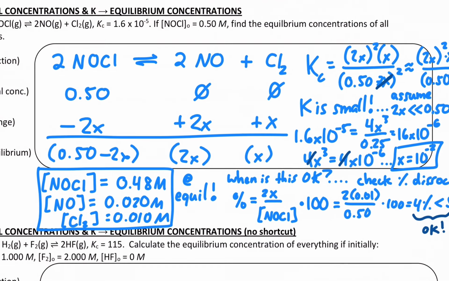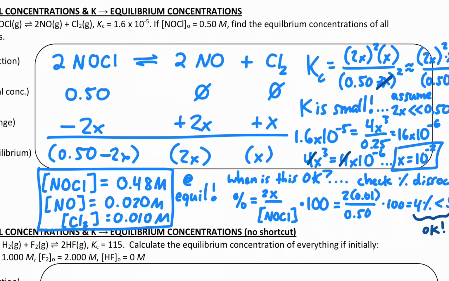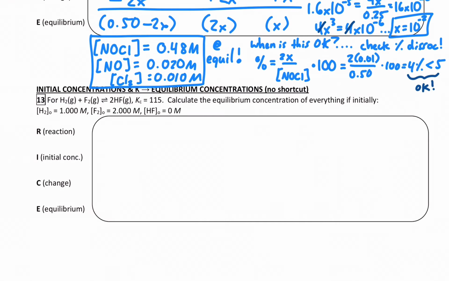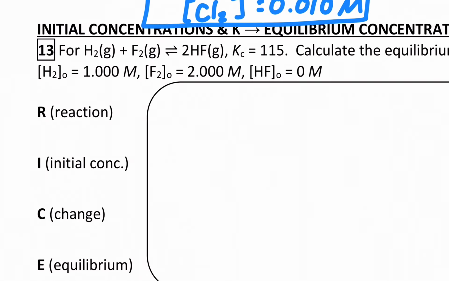You want to prove it to yourself? Go back and solve the actual cubic without that simplification. You'll get numbers that are very close to these. In fact, if you follow sig fig rules, you might get exactly those numbers. Okay, there's one left, and I want you to hit pause and see if you can try this one, or at least set up the first 2 or 3 rows of this.